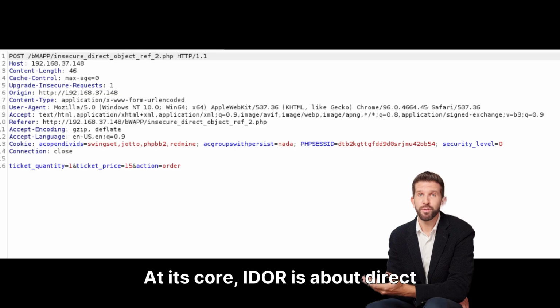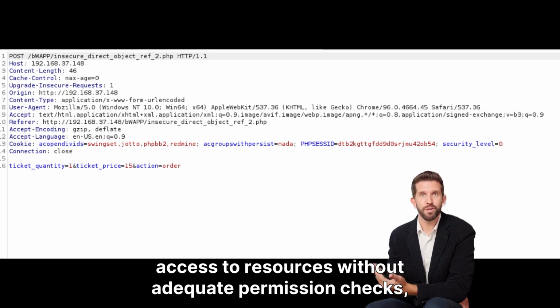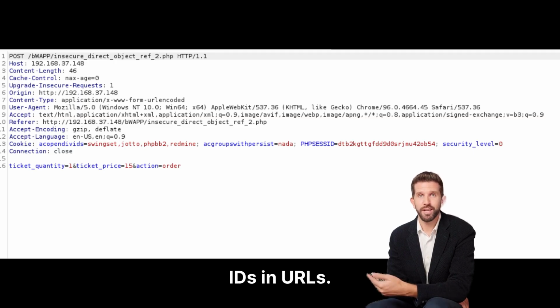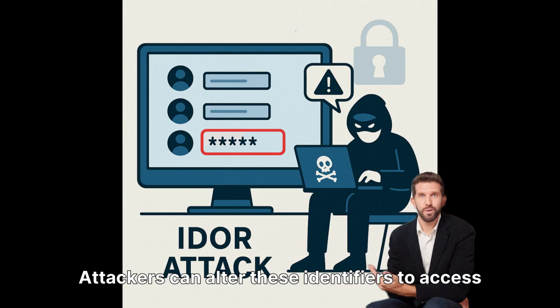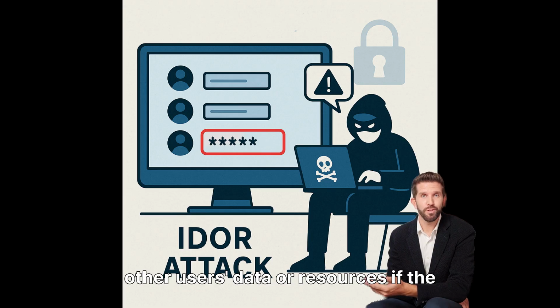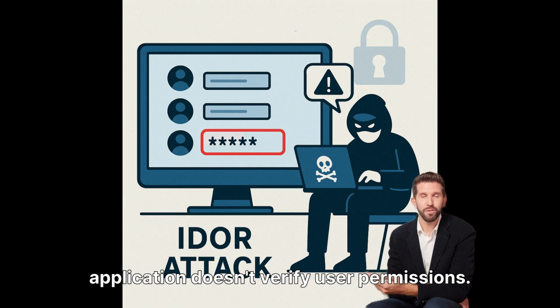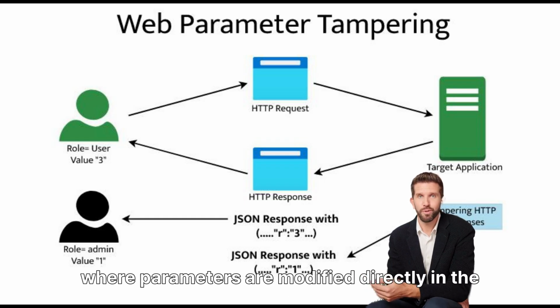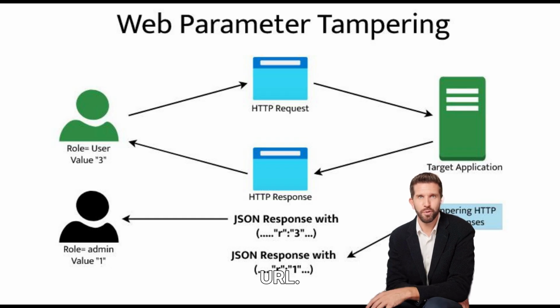At its core, IDOR is about direct access to resources without adequate permission checks, often occurring with predictable identifiers like numerical IDs and URLs. Attackers can alter these identifiers to access other users' data or resources if the application doesn't verify user permissions. Common IDOR attack types include URL tampering, where parameters are modified directly in the URL.